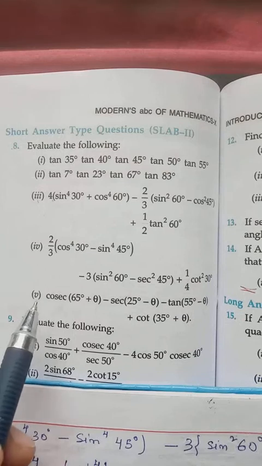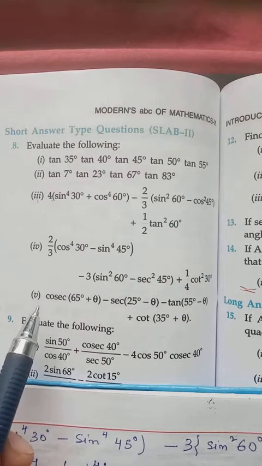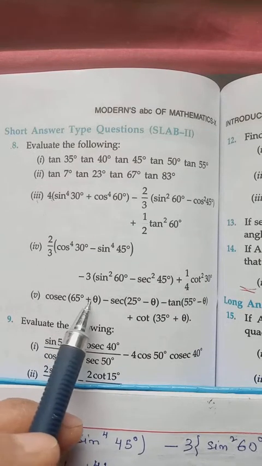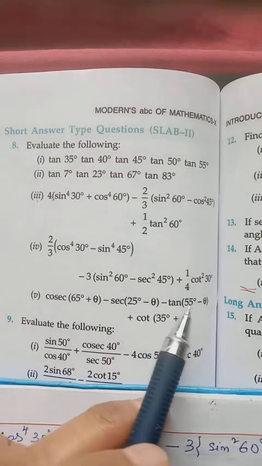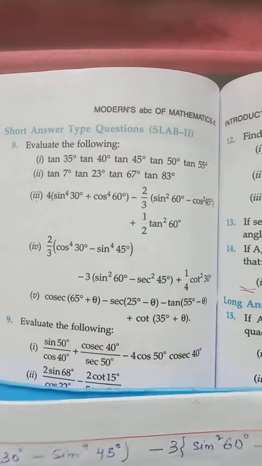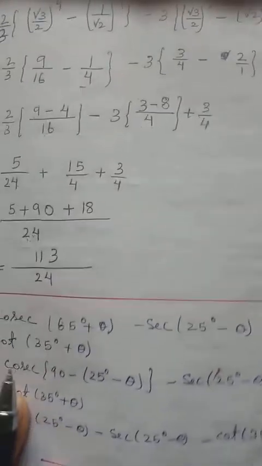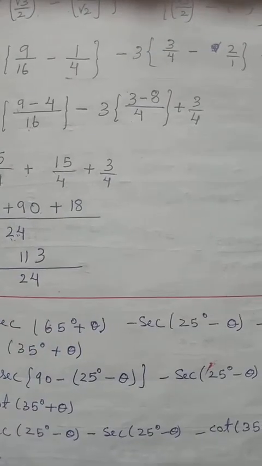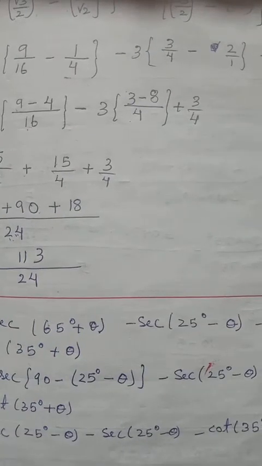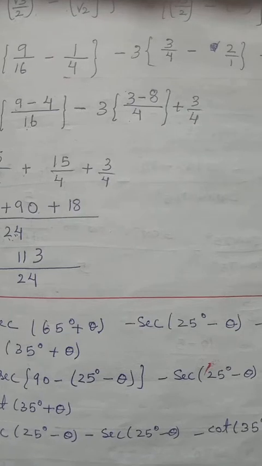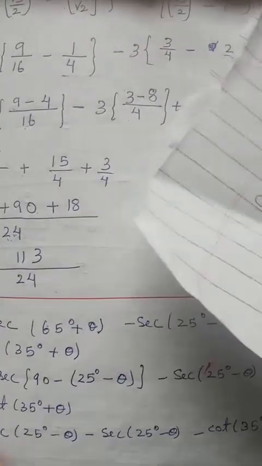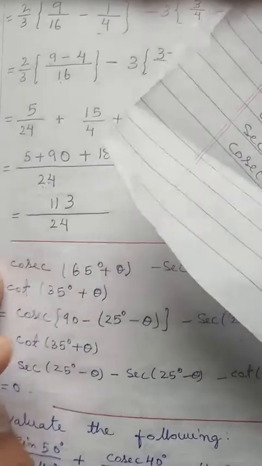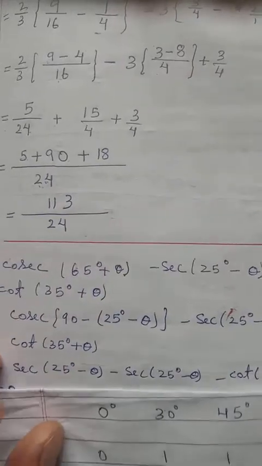Then next we have number 5. We have cosec(65 plus theta) minus this one minus this plus this. We have to find the value. So remember, with 65 we cannot use the complement directly, because a complement has to come with 90. The complement will come as 90 plus or 90 minus, but here it's 65. So first we have to convert them using complementary angles.